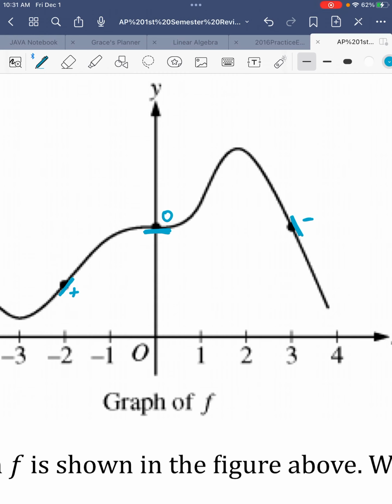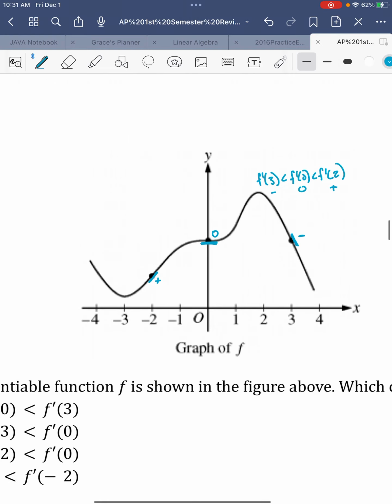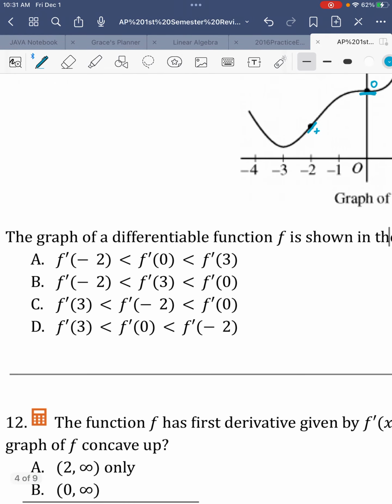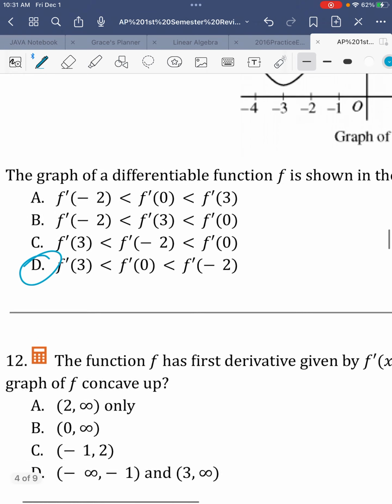So if I were to put these in order from greatest to least, I would go negative, 0, positive. So f prime of 3 is less than f prime of 0, which is less than f prime of -2, right? Negative, 0, positive. So then I just have to pick that answer. f prime of 3 less than f prime of 0 less than f prime of -2. That's D.